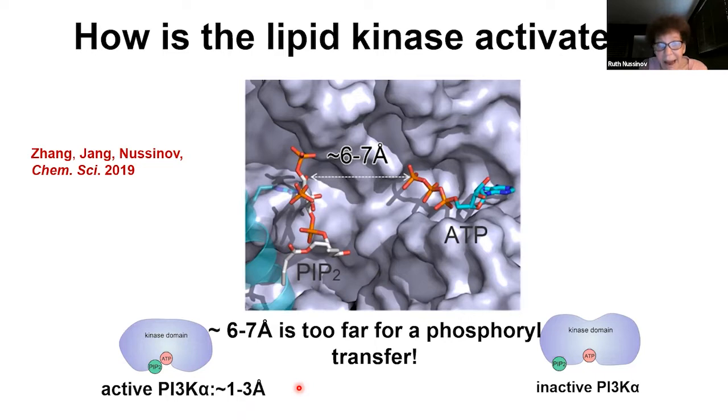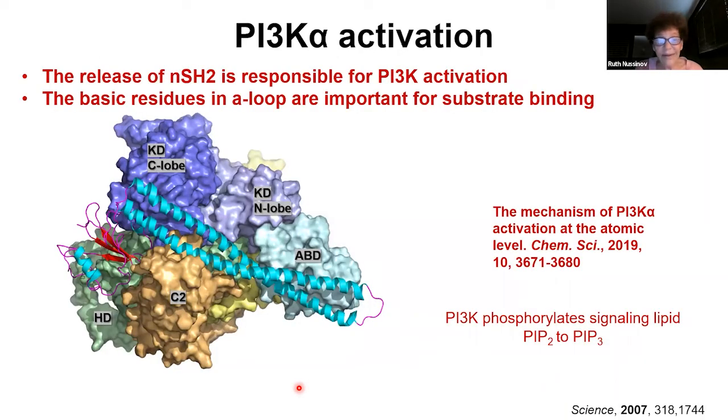So we asked, how is the lipid kinase activated? And we were particularly interested in this enzyme since, as I'll come to a little later when I give an overview of our direction, we are interested in the RAS signaling network. So we looked at the PI3K activation. We knew that the release of the nSH2 is responsible for PI3K activation, and that the basic residues in the activation loop are important for substrate binding.